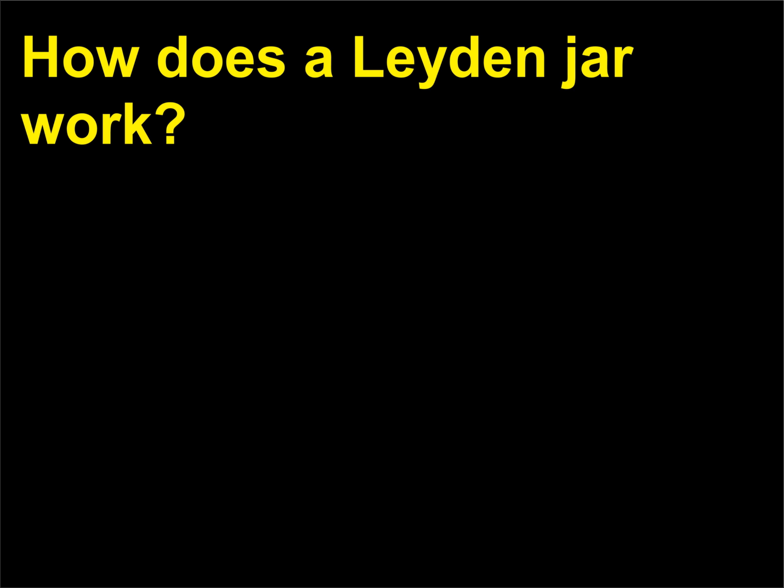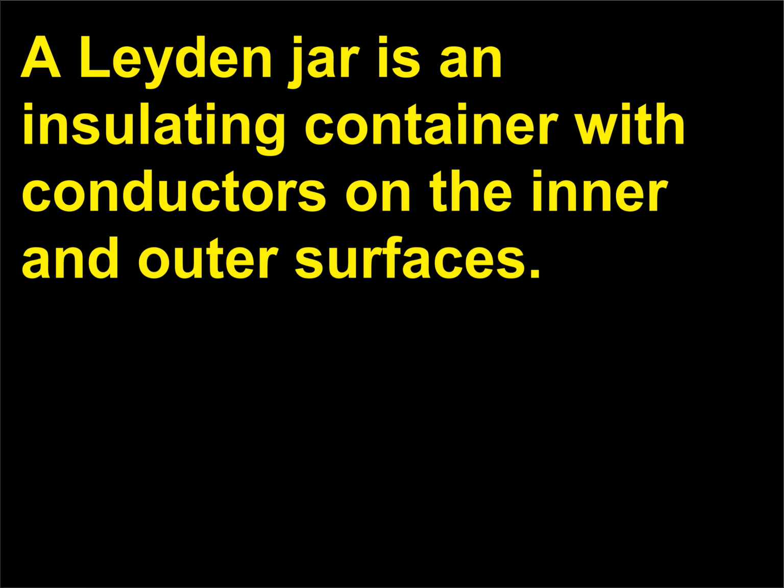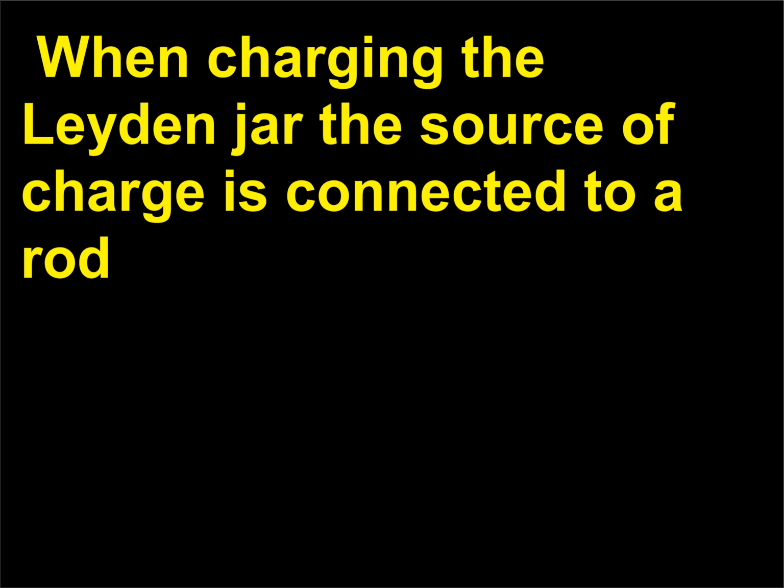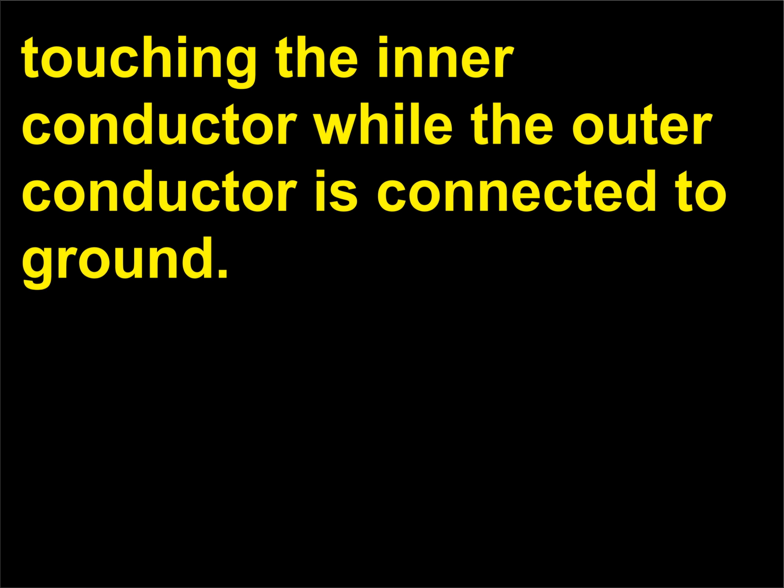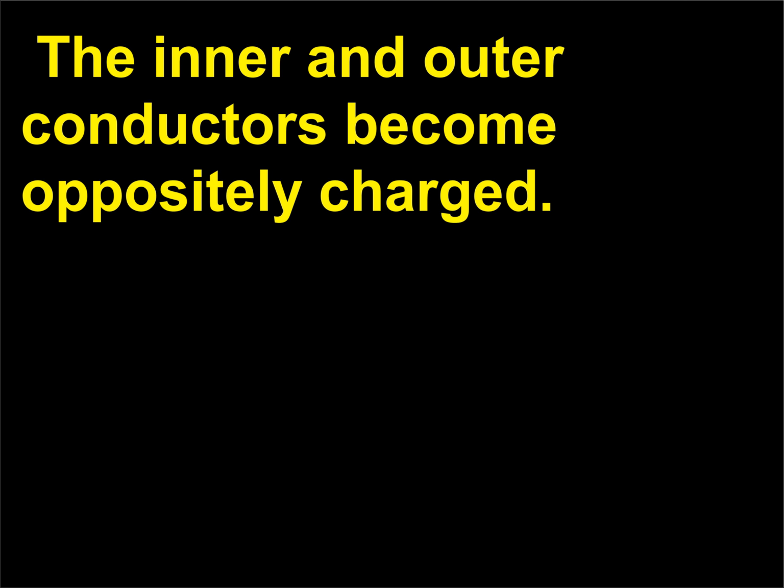How does a Leyden jar work? A Leyden jar is an insulating container with conductors on the inner and outer surfaces. When charging the Leyden jar, the source of charge is connected to a rod touching the inner conductor while the outer conductor is connected to ground. The inner and outer conductors become oppositely charged.